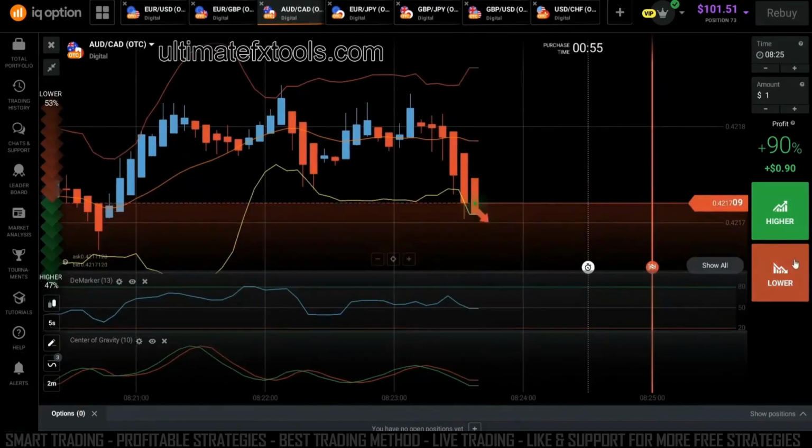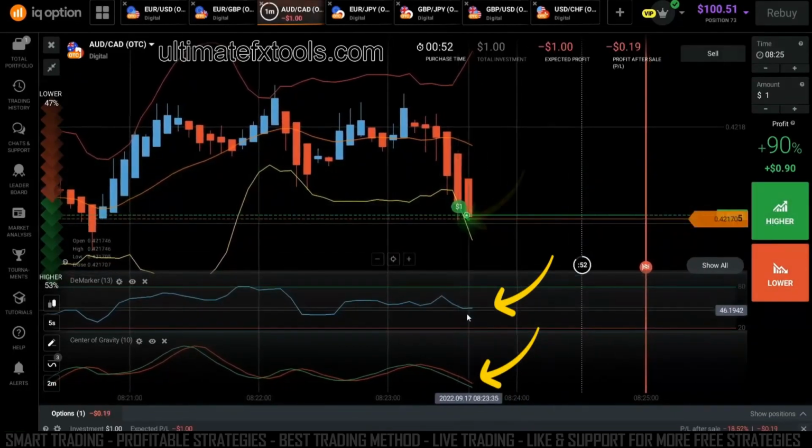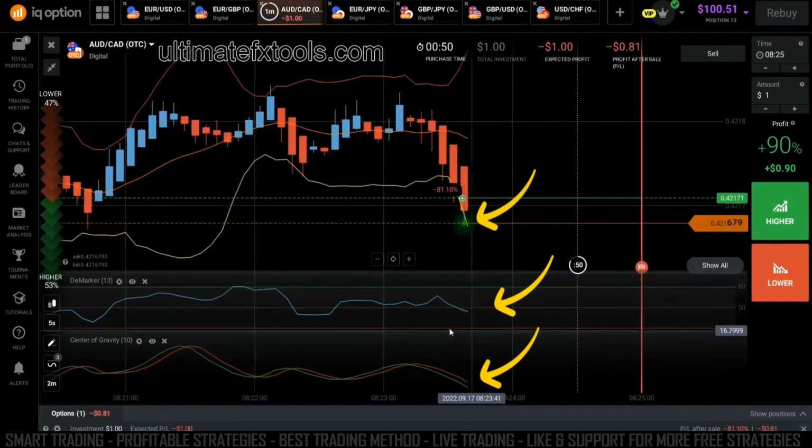Moving on to specific trading signals, we have recently detected a favorable opportunity with the AUD-CAD currency pair. All corresponding indicators align harmoniously with our trading requirements, making it an enticing prospect to pursue.